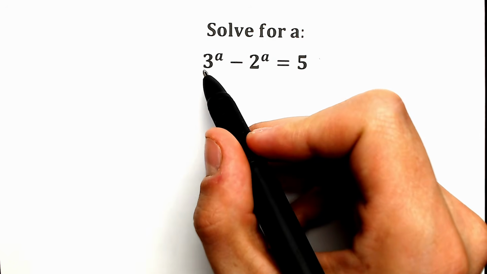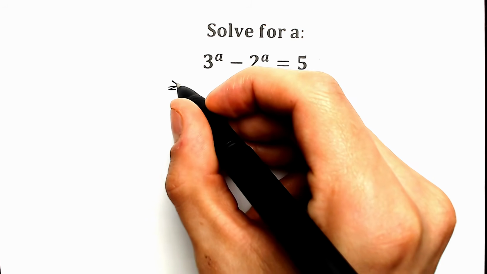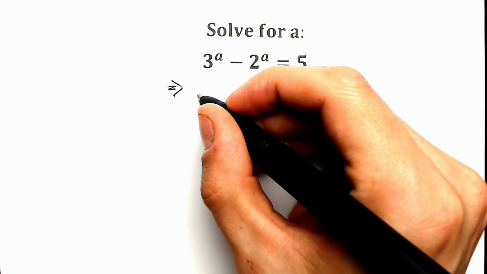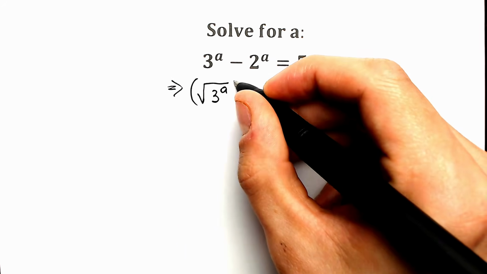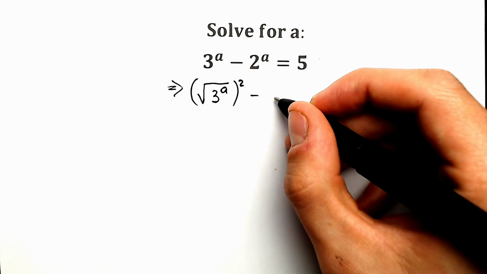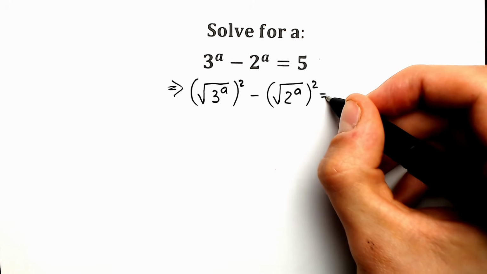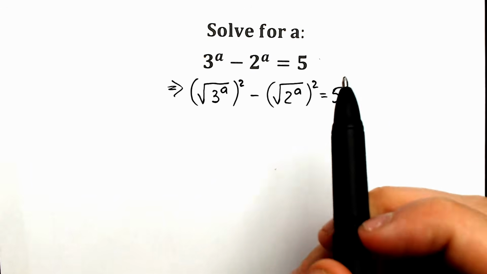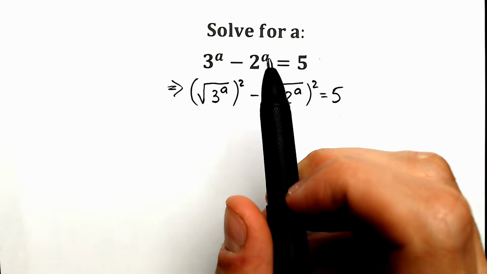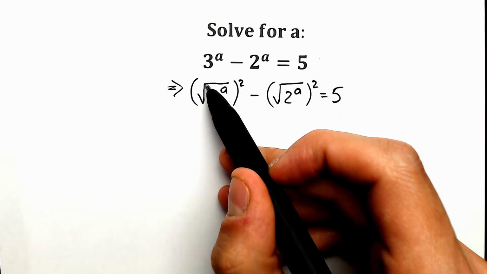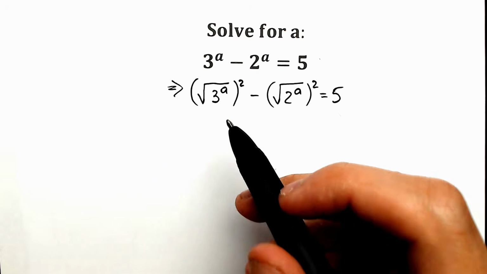First of all, let's rewrite this left side. I want to do a little bit of a tricky move right here. Instead of 3 to the a, I want to write the expression: square root of 3 to the a, raised to the power 2, minus square root of 2 to the a, raised to the power 2, equal to 5. A lot of students may ask why I changed this expression, but I didn't change it, I just wrote it in a different way. We can easily cancel this second power with this square root sign, so basically we have the same expression.